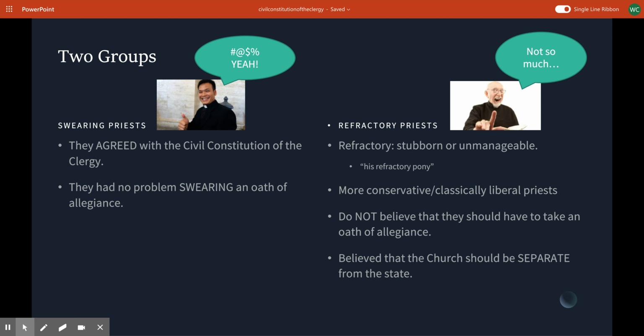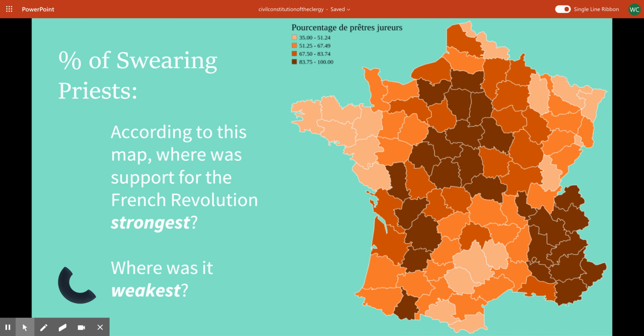Now, as you can see, there is some regionalism here. Some regionalism in the French Revolution. We can look at this map and we can see the percentage of swearing priests differs depending on where you are. So if we look here closer to Paris, right, which is up in this region of France, we see that over 83% of the priests were swearing oaths of allegiance.